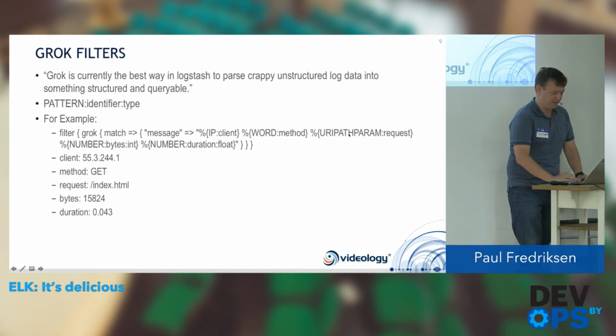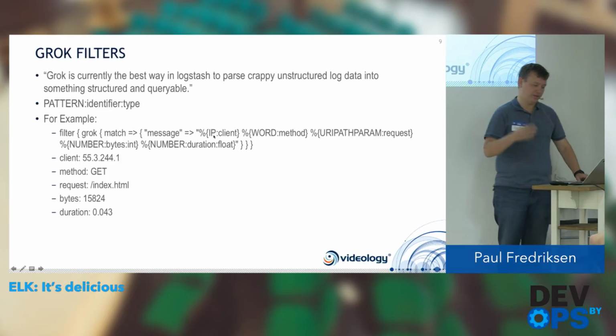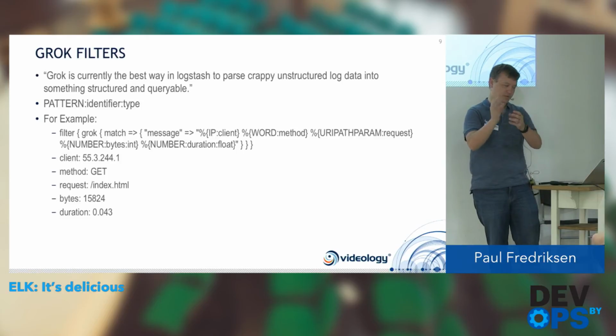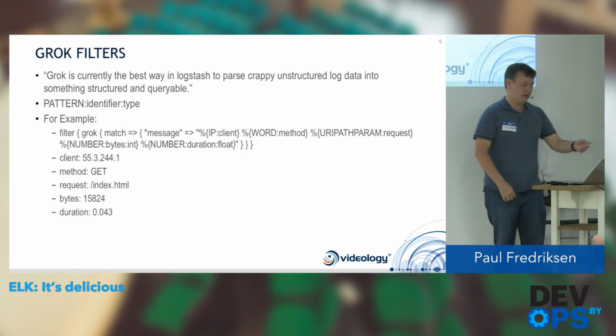The type is an optional field. So you can say if it's an integer or a float. You can see here we're calling it IP client, so we know it's an IP. Logstash knows what an IP address looks like. So we're renaming that and restructuring that into client.